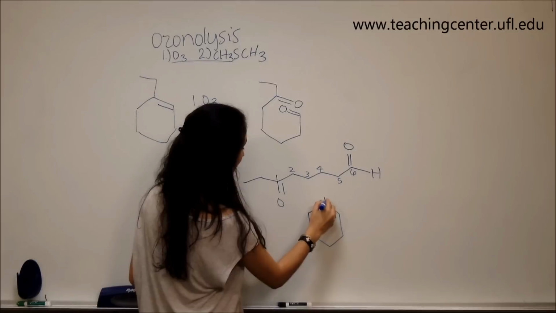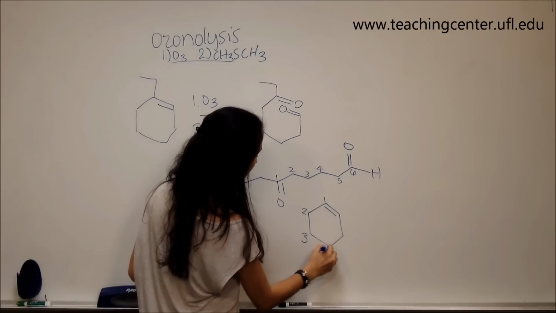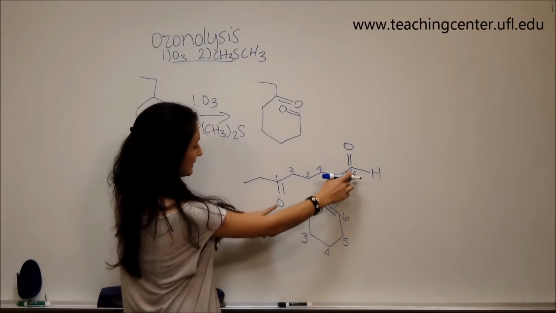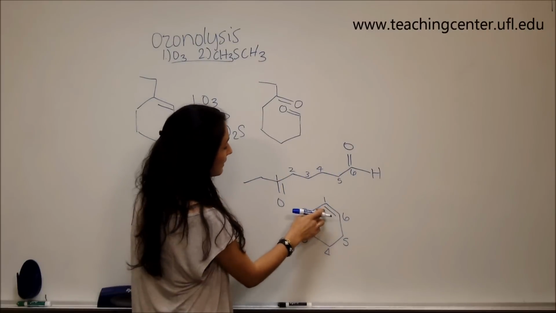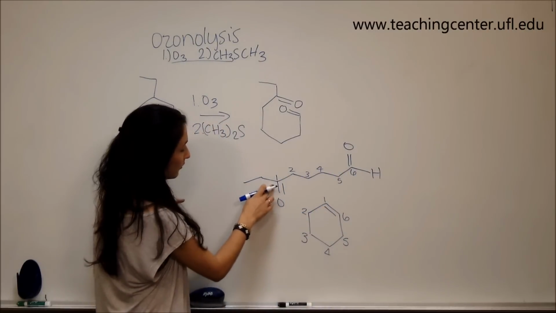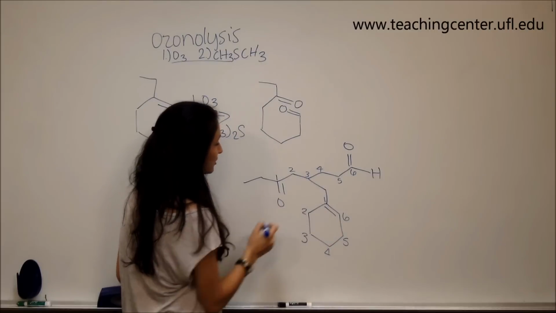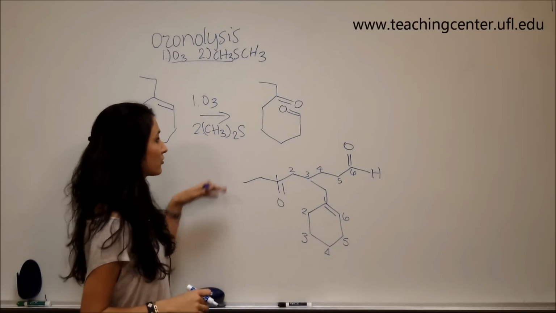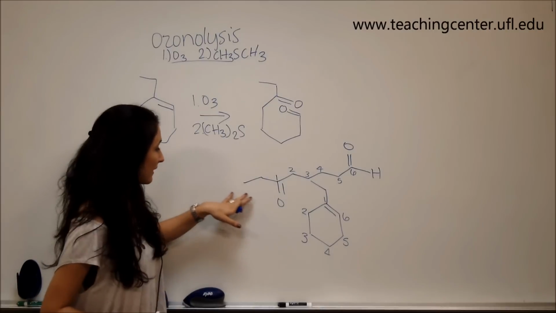What has to have happened is that this would be carbon 1. You have to number them to make sure that you get them right. So here we have carbon 1 and carbon 6, and that's where they came together, right? So since they came together here, on carbon 1 we also have this group attached. And that's how you would come up with the original structure given this, or given something that looked like this.